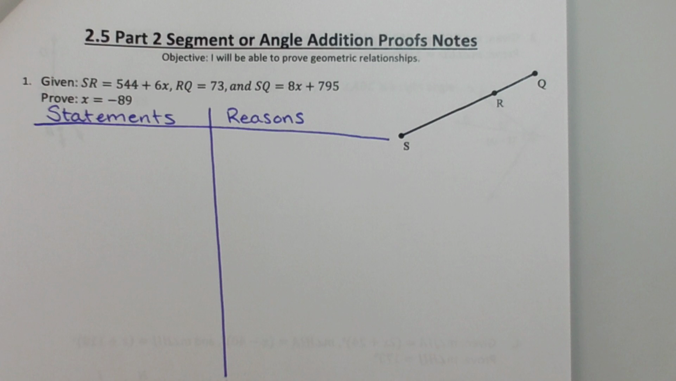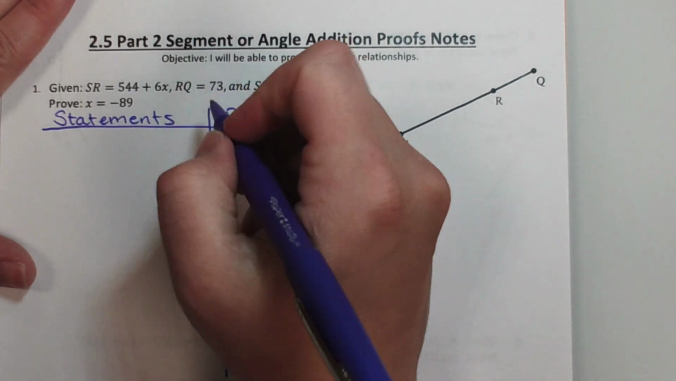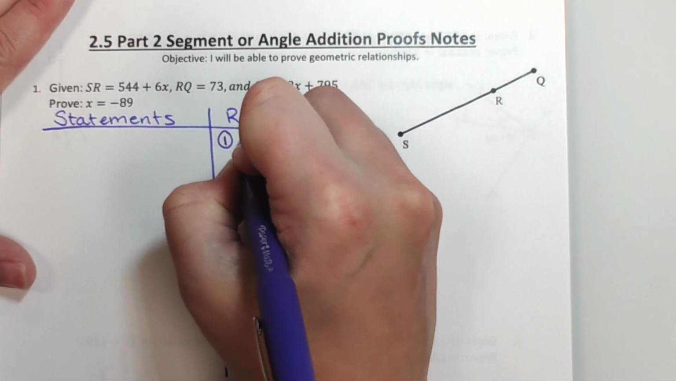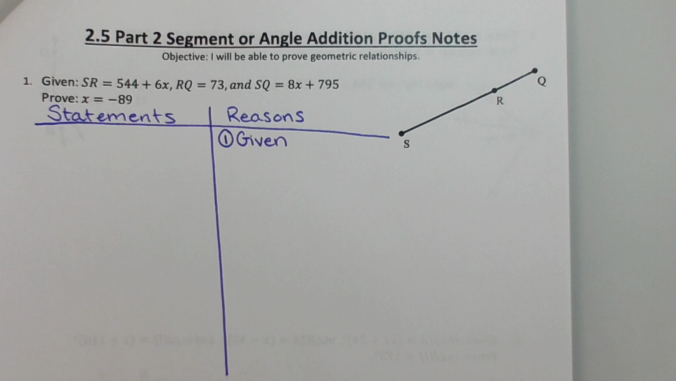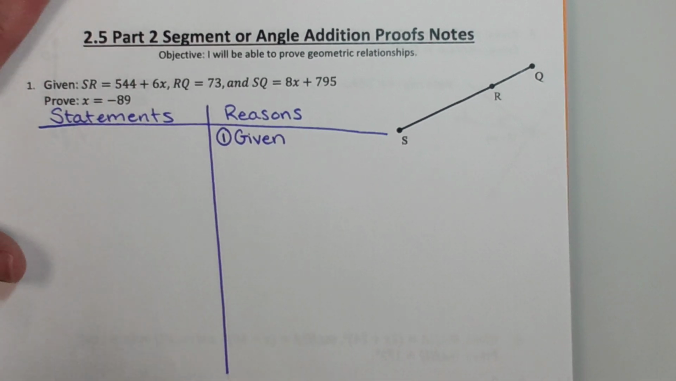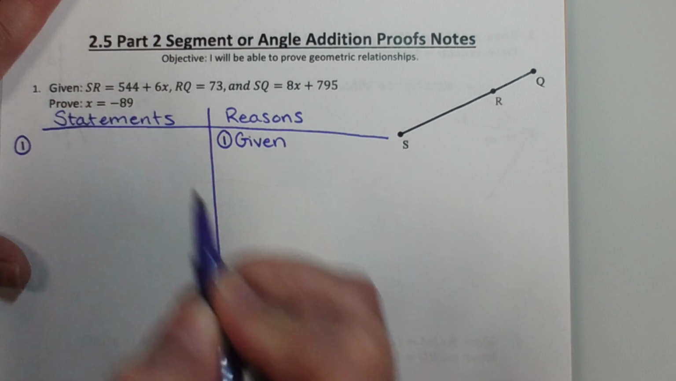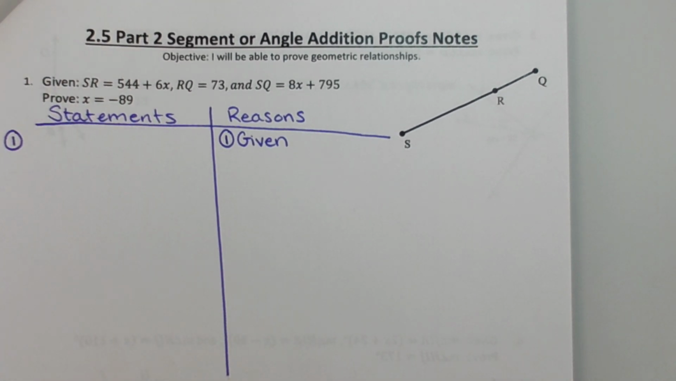Now, when it comes to our proofs, you should always know how they start, because every single proof, regardless of the proof, starts with what? The given information. Is given a statement or is given a reason? It's a reason. We know something is because it was given to us. Grab a calculator if you don't have one. Make sure you are numbering your steps in your proof as well on both the statement side and the reason side.